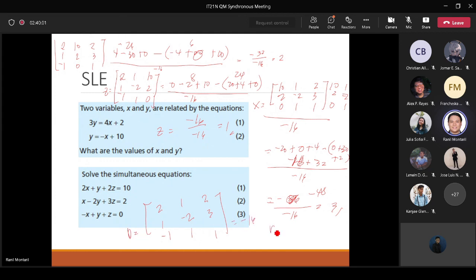So you're going to compute for dx over capital D, that's for x. Y is equal to dy over capital D, and z is equal to dz over capital D. So lahat yun, negative 16. Kaya kanina pa ako divide ng negative 16. Alright? Nakuha mo, Jericho?